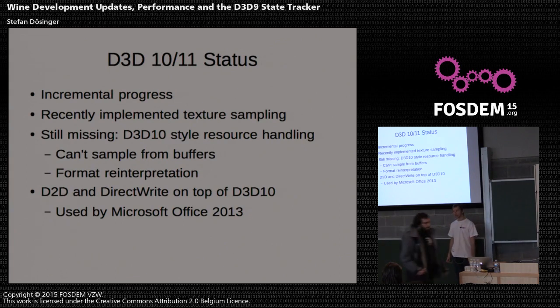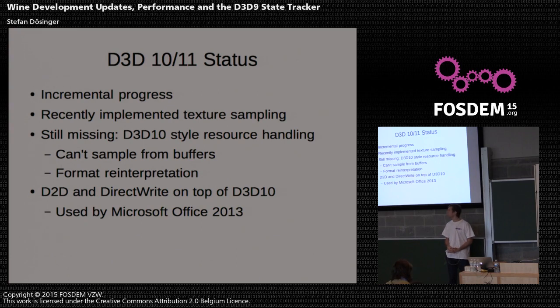We have now started properly working on Direct3D10. The progress is slow, but we are making progress. Henri recently finished the Direct3D10 texture sampling support. The main big thing that is still missing is resource handling. For example, we cannot sample from buffers, we cannot render to buffers, and we do not support the format reinterpretation that Direct3D10 added.